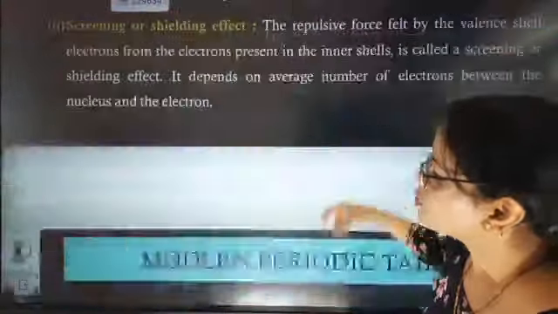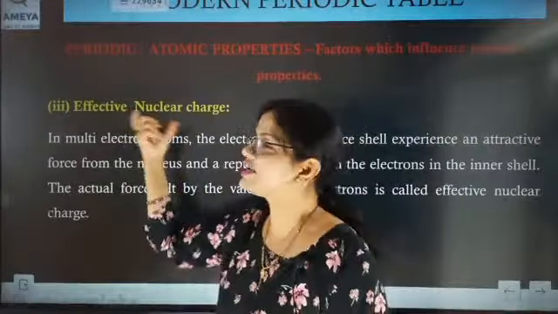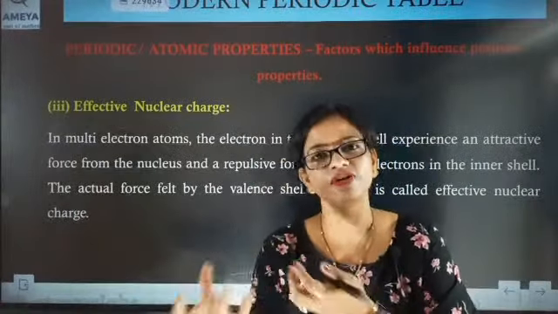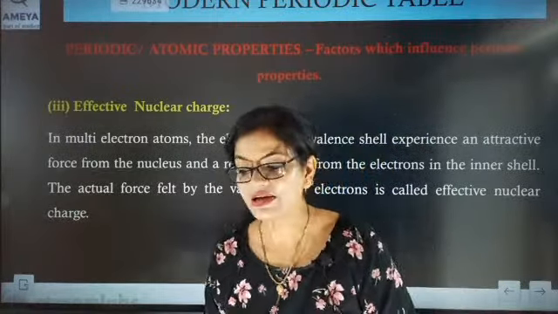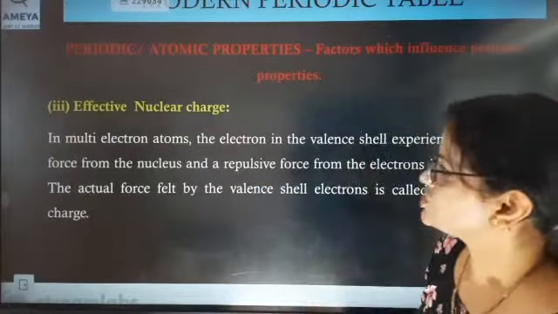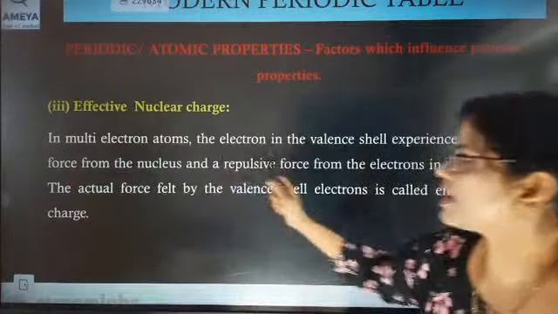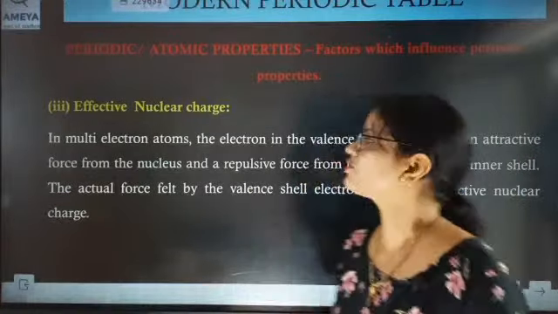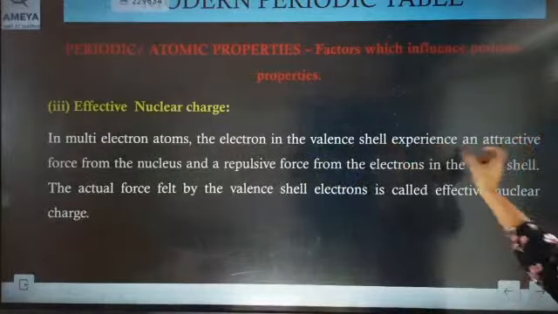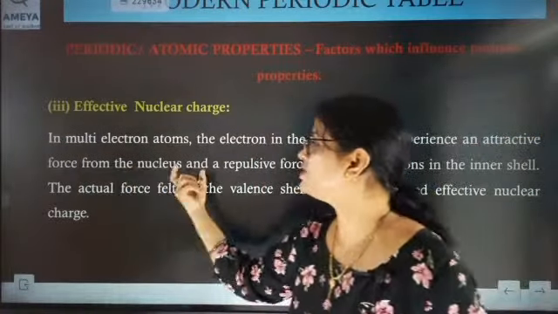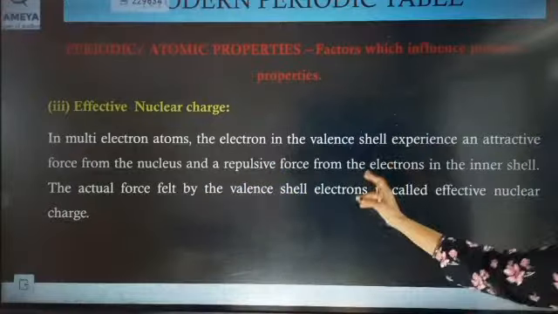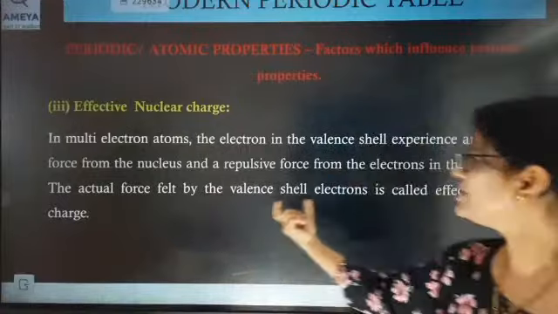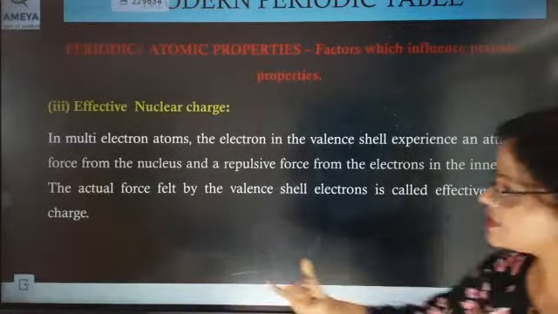So now I am going to go to the third point, that is called effective nuclear charge. I told you, after the repulsive force, whatever small amount of attraction is left, that is called effective nuclear charge. In a multi-electron atom, meaning an atom having more electrons, the electron in the valence shell experiences an attractive force from the nucleus and a repulsive force from the electrons in the inner shell. The actual force felt by the valence shell electron is called effective nuclear charge.